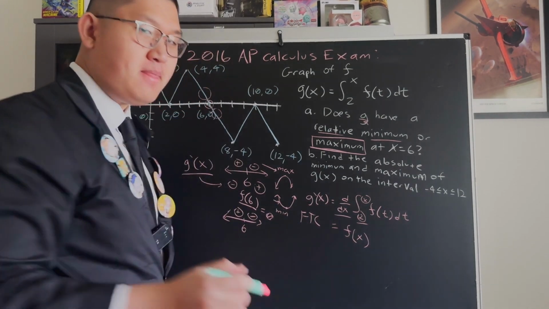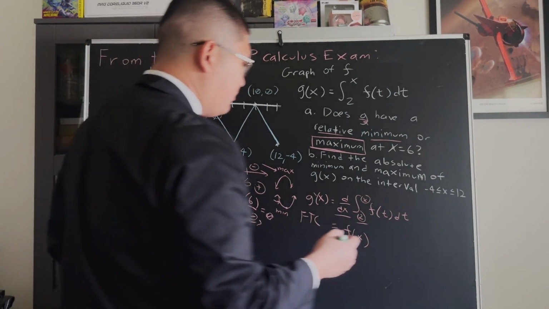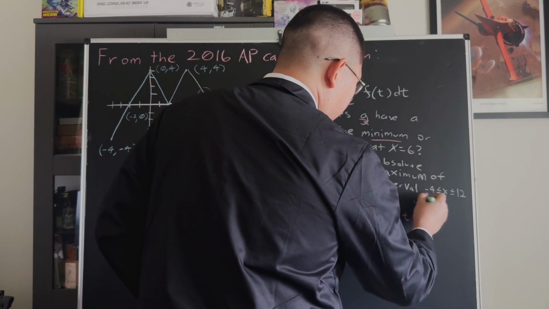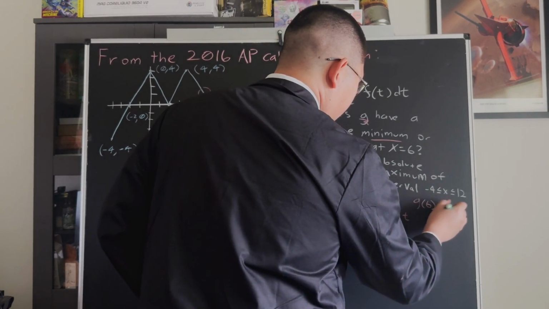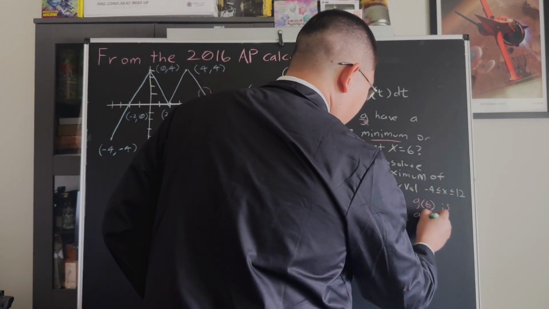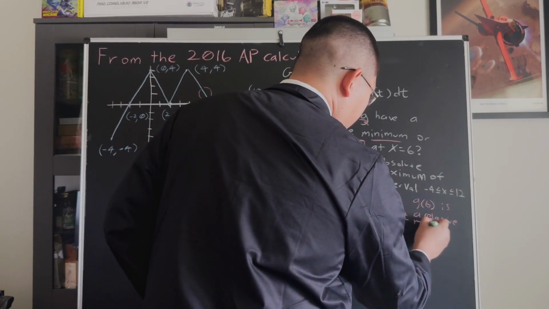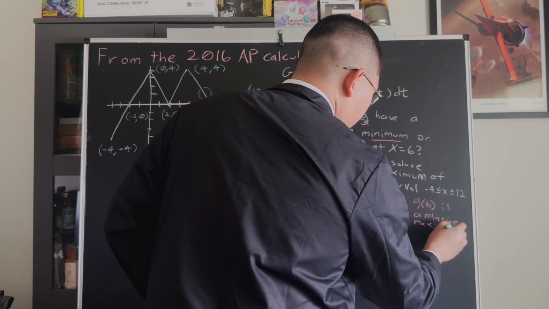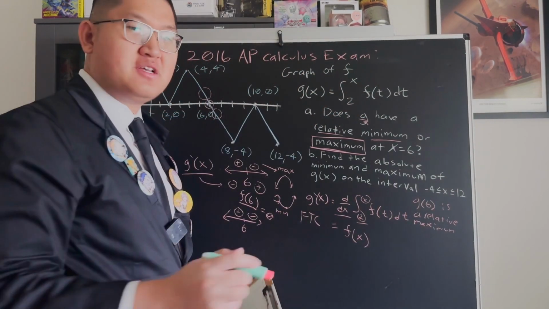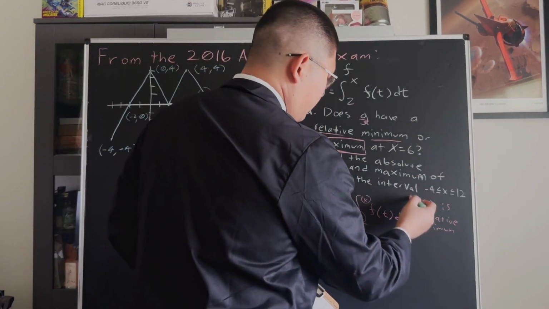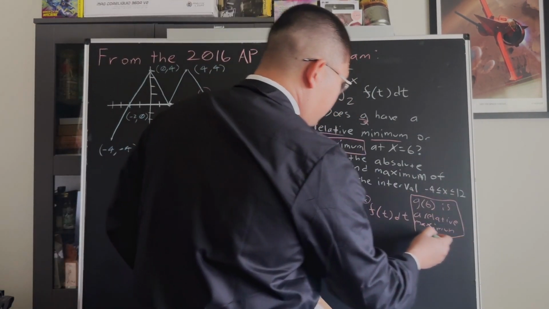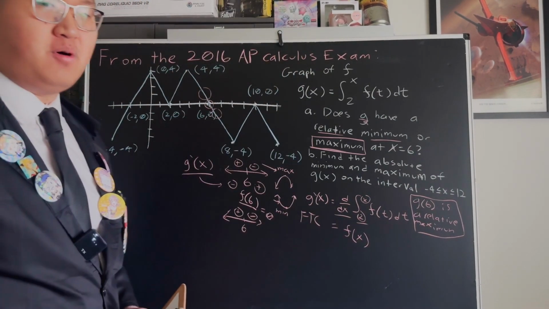Okay? And so because of that, we can leave that as a note here on the side, right? So g of 6 is a relative maximum. All right? So because of that, this is going to be our definitive answer for part A. And so now we will need to move on to part B.